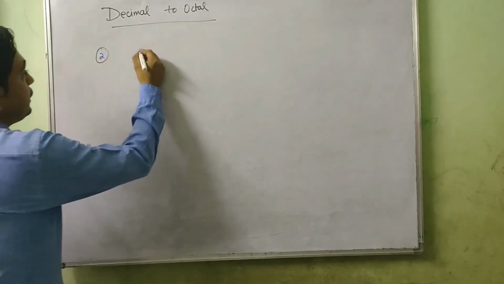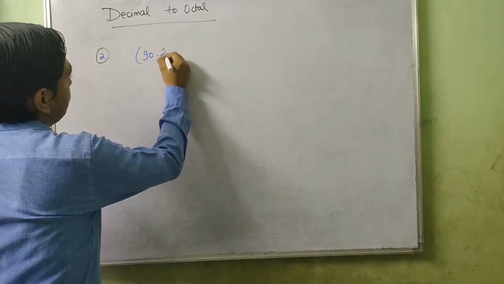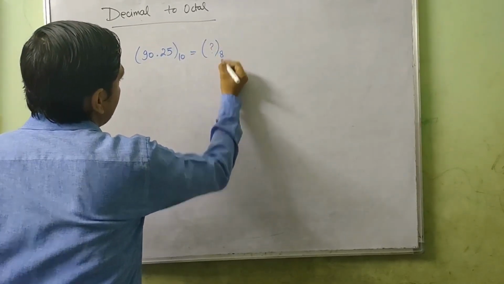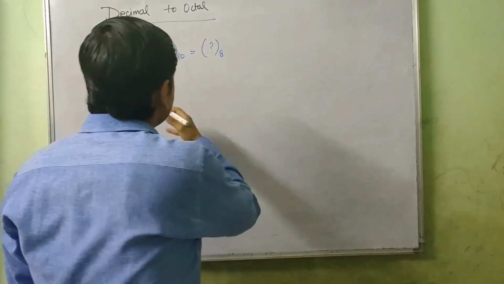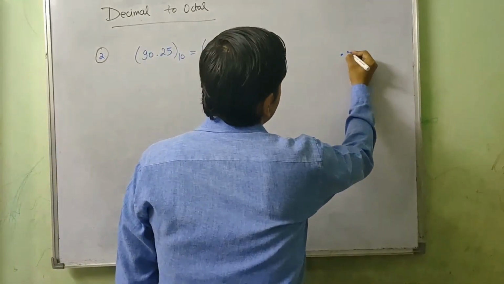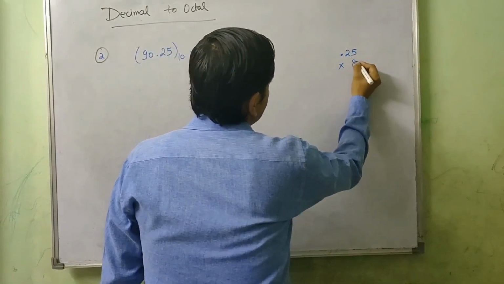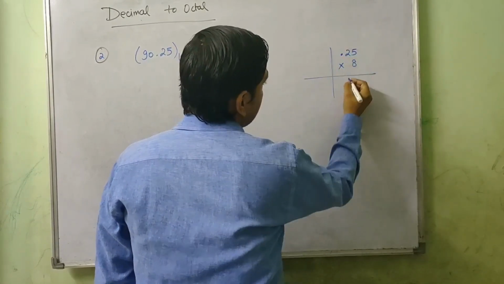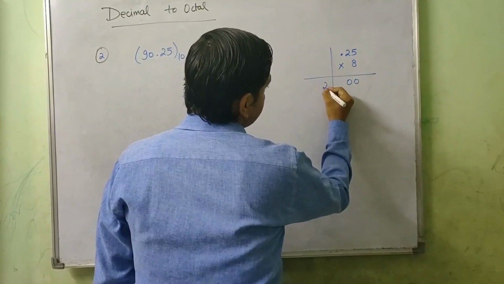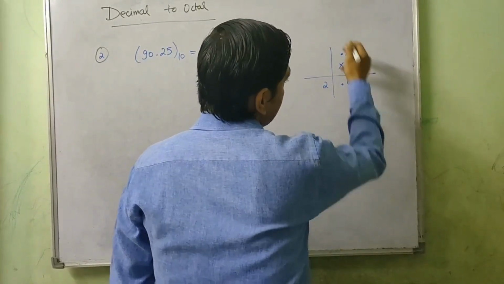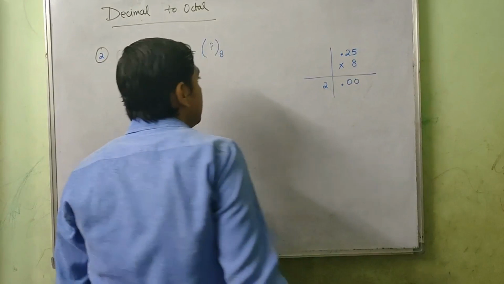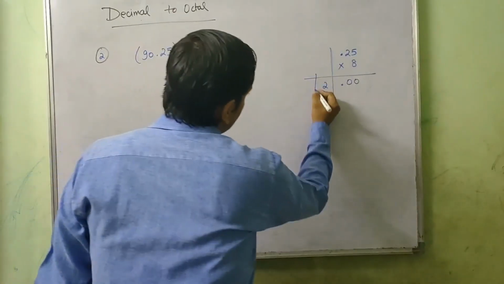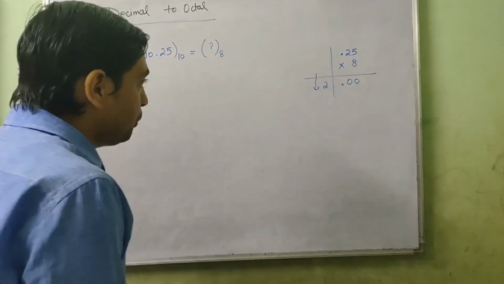The second number is 90.25 in decimal. What will it be in octal? Similarly, you will deal with the fractional part by multiplying it by 8. So 8 fives are 40, 8 twos are 16, 20. Okay, fine. So 0.25 times 8 is 2.0, so the fractional part becomes 0. You will stop over there, and you will note from the top. So only one integer part is there, 2.